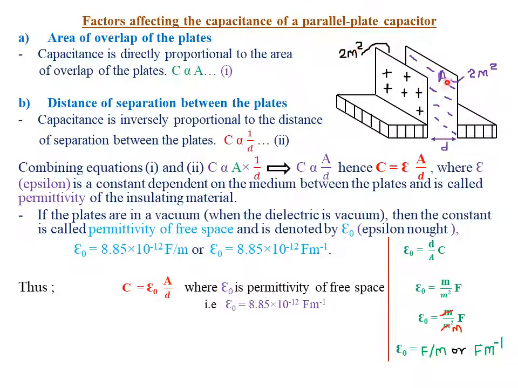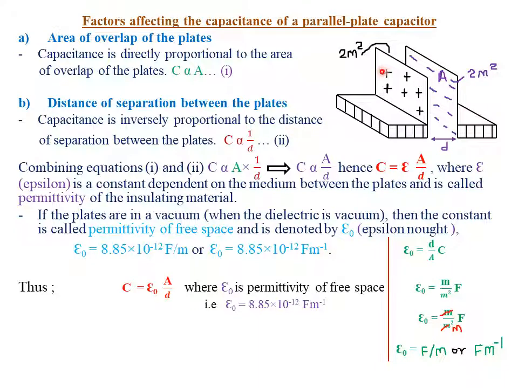So the larger the area of overlap, the more the capacitance, or the more the charge that can be stored. Therefore, we are saying that the capacitance is directly proportional to the area of overlap of the plates. This simply means the larger the area of overlap of the plates, the more the capacitance, because the capacitance is just the amount of charge.